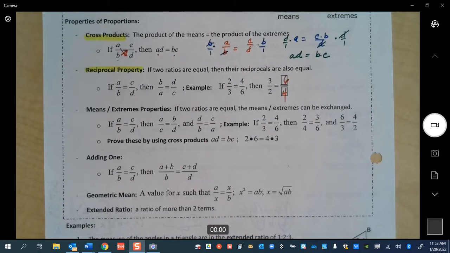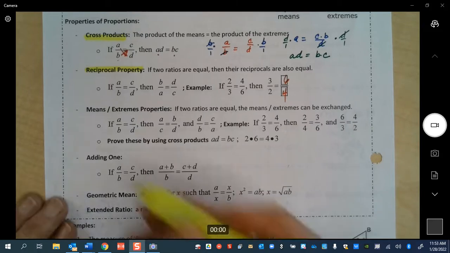Now, please understand, this is a true proportion, that's a true proportion, but they are not the same. Nobody said that they were equal. This is a story about two things smaller than one. This is a story about two things larger than one. So I flip it, I get a true story, but not the same story. Are you okay with that?